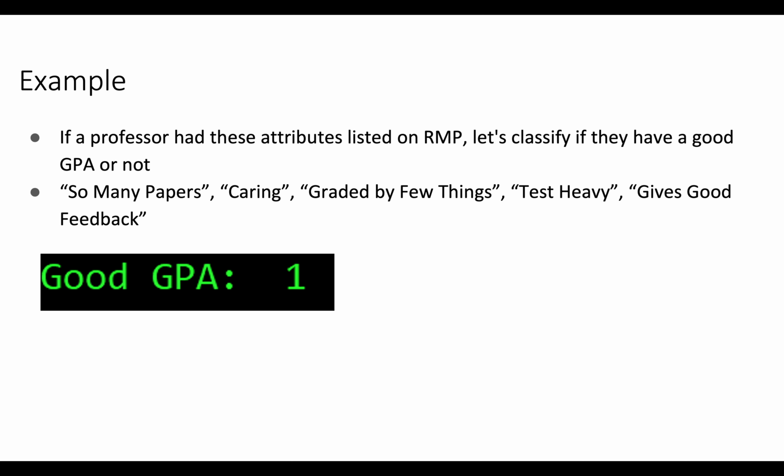Here's an example of how our classifier would work. So if we had a professor's Rate My Professor page up and we saw the tags that students gave them, but we didn't have their GPA data, then we could use our classifier to determine whether they would have a good GPA or not. So if this professor had so many papers, caring, graded by a few things, test heavy, and gives good feedback as attributes listed on Rate My Professor, then our classifier would give us a value of 1, which means that they are classified as having a good GPA.